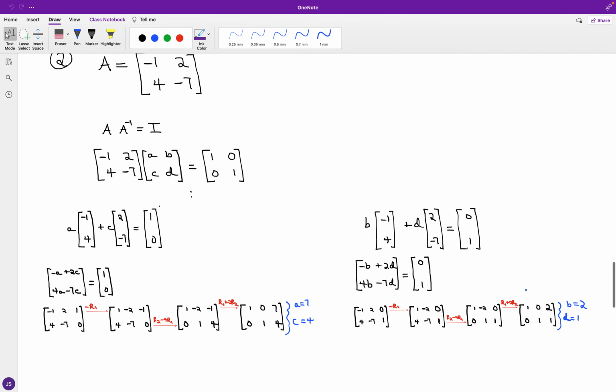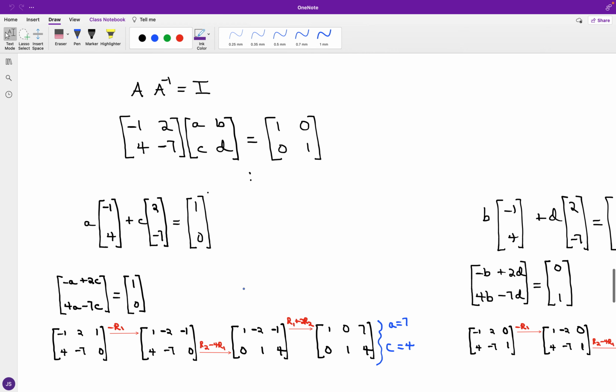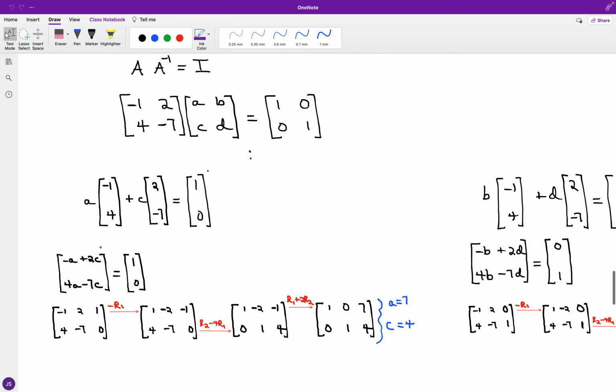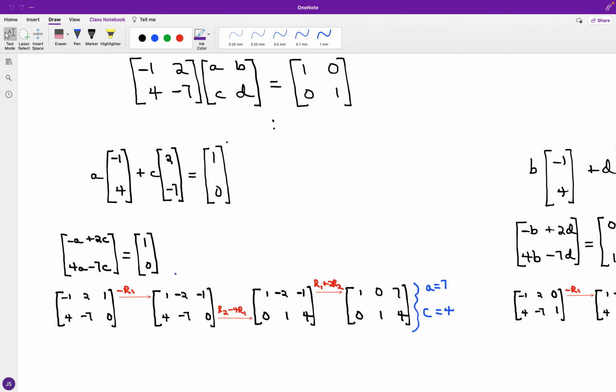And just for what we have, if we itemize, okay, so clustering, so I have negative A plus 2C at the top, 4A minus 7C at the bottom. And again, this is equal to the left half of the identity, which I have at 1 and 0. And displaying as an augmented matrix, I'm going to have negative 1, 2, and 1 for the first row, 4, negative 7 and 0. And if I look at transforming the negative 1 to a positive, I'm going to take the opposite sign of the first row. So negative 1, 2, 1 is going to be transformed to 1, negative 2, and negative 1.